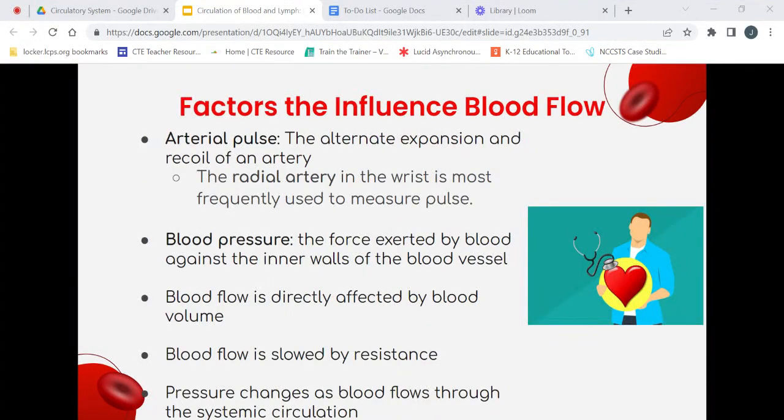So each time the left ventricle pumps into the aorta, the elastic wall of the aorta stretches. This expansion moves down the aorta and into its branches in a wave that is faster than the flow of blood itself. As soon as the wave has passed, the elastic wall of the artery snaps back to its normal size. This alternate expansion and recoil of an artery is the arterial pulse.